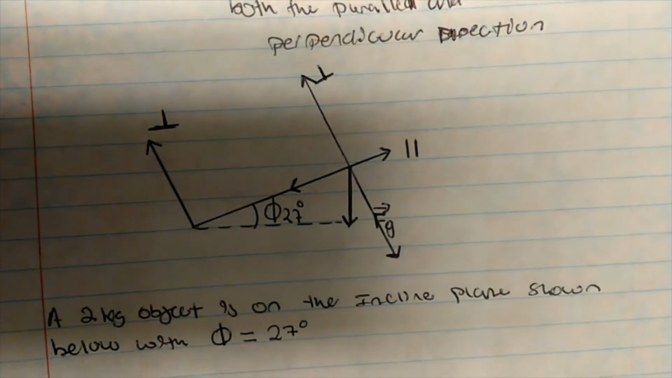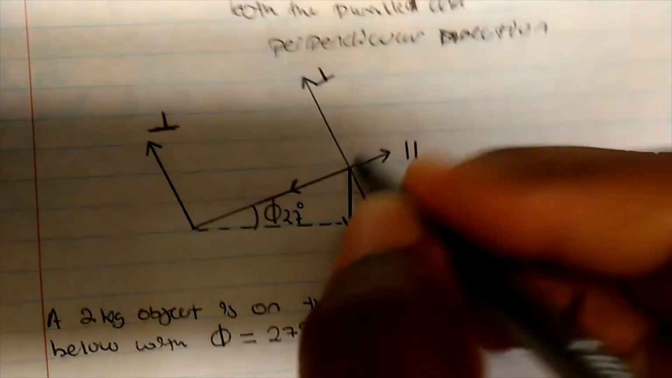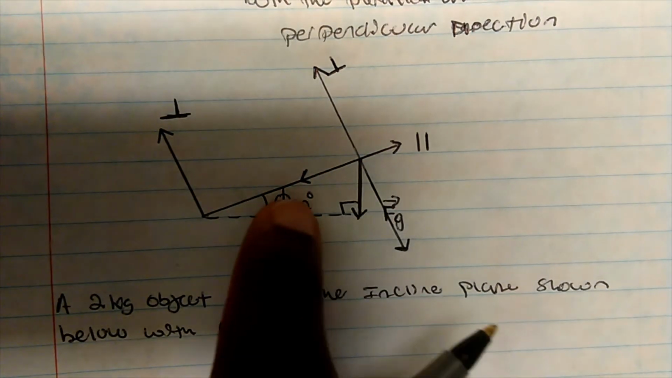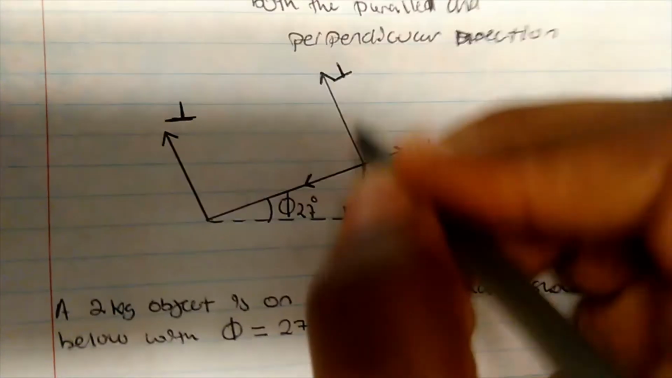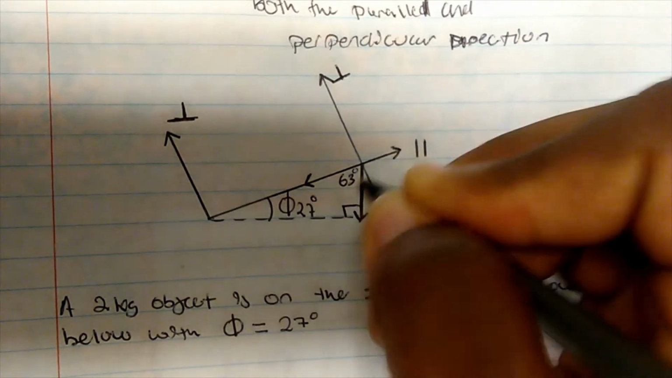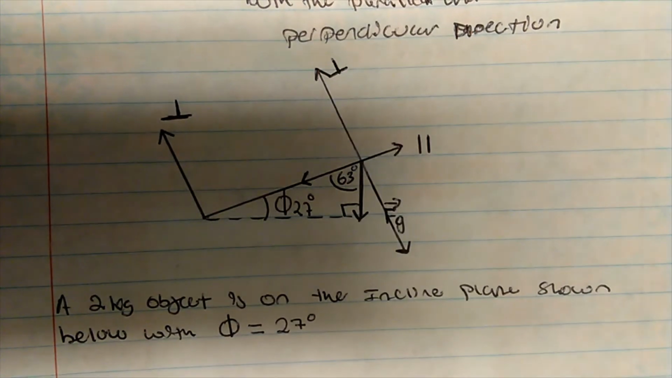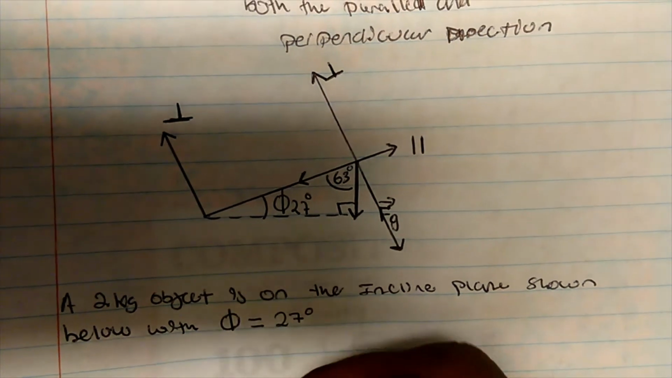Well, what do we also know? The sum of the angles in a triangle adds up to 180, and we know that this is 90 degrees. So what is this angle? If I take 180 minus 90 minus 27, this angle shall be 63 degrees, since the sum of the angles in a triangle must add up to 180 degrees. Now, with that being said, the problem just becomes very simple.